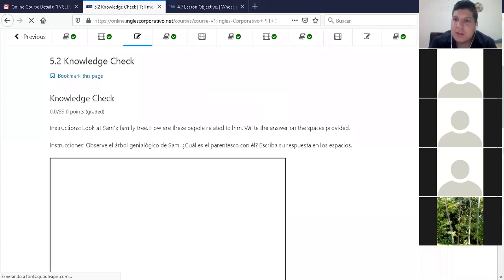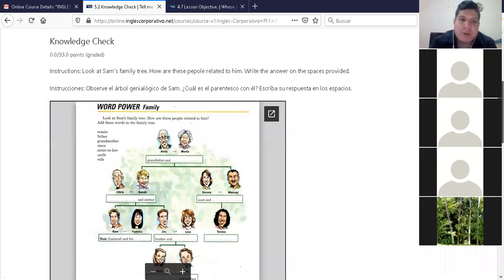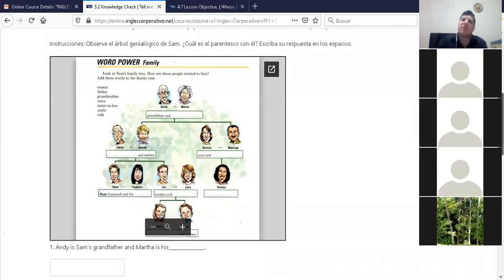All right. So in this one, it's going to be the knowledge check. We're not going to do it during the class. But I wanted you to please pay attention to the vocabulary real quick because we're going to use it. How do you say abuelo? Grandfather. Repeat it with me. Grandfather. Abuela. Grandmother.